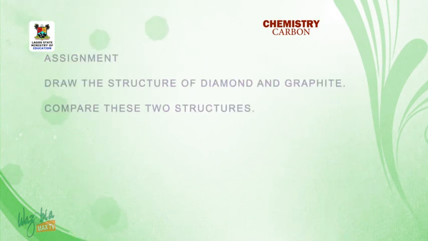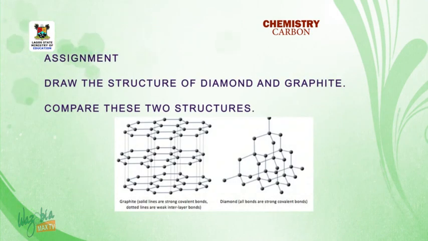Now, write down this assignment to be done immediately after the lesson. Draw the structure of diamond and graphite. Compare these two structures.